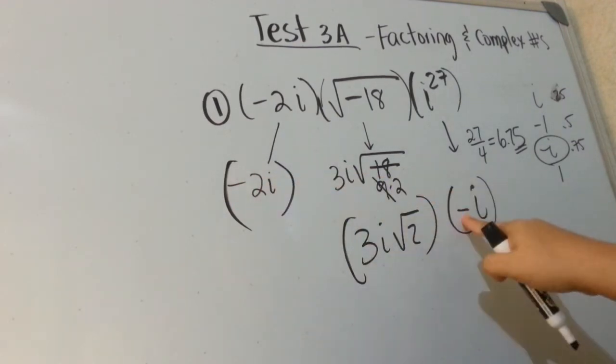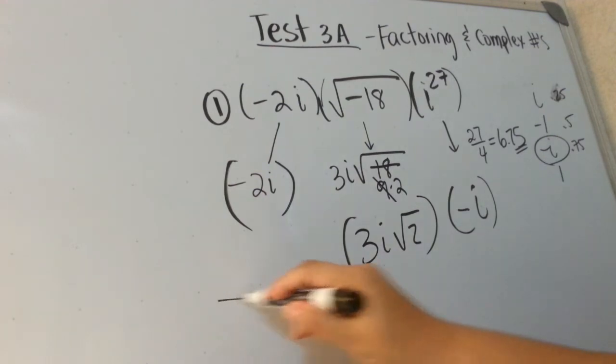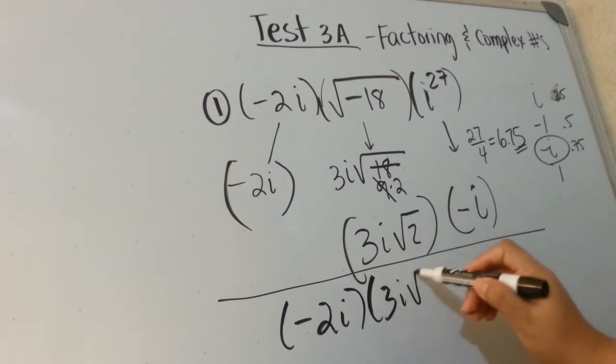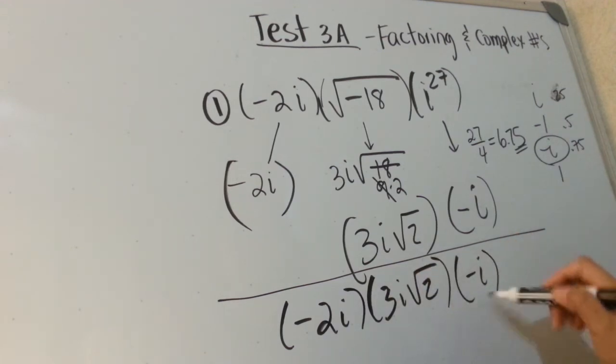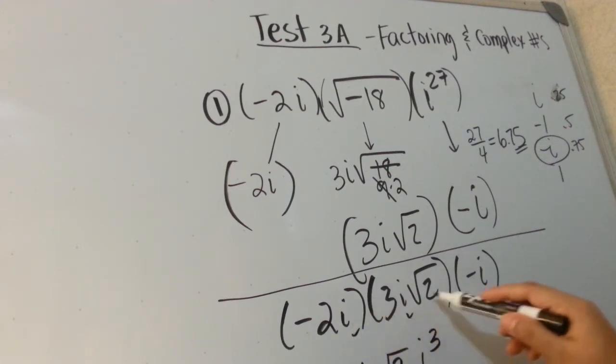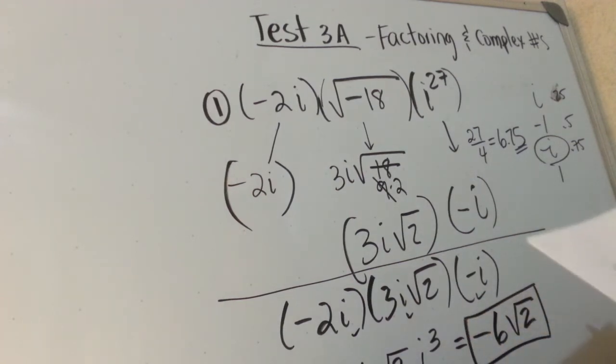Right, so the negative sign and the negative sign, they cancel. And you'll have 2 times 3. Let me put it all together. You have negative 2i times 3i radical 2. The i's, they cancel. 3 times 2 is 6. So you have 6 radical 2, i to the third, because you've got 3 i's. And i to the third is negative i, so it's negative 6 radical 2. And that means the answer choice is letter A.